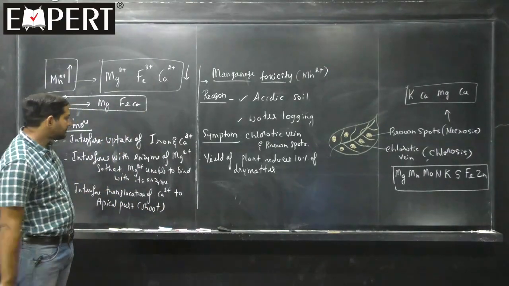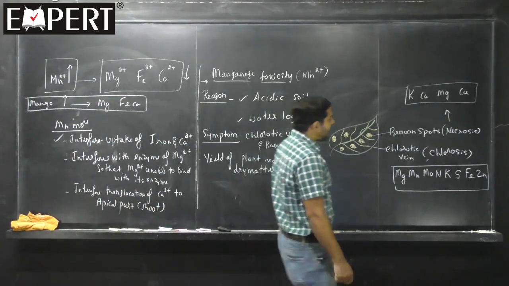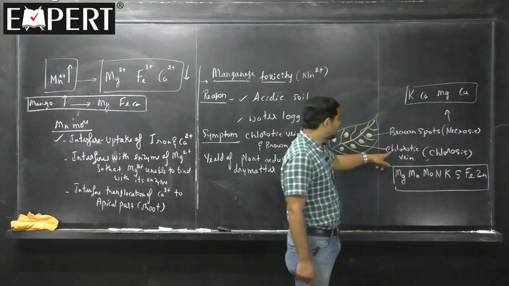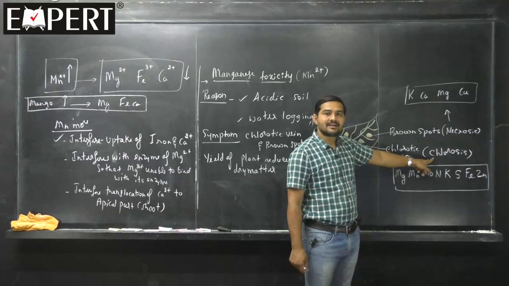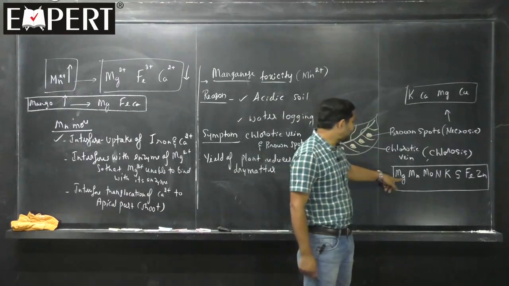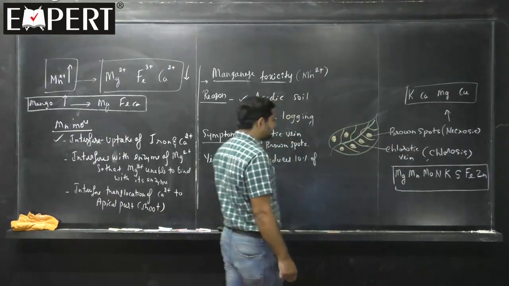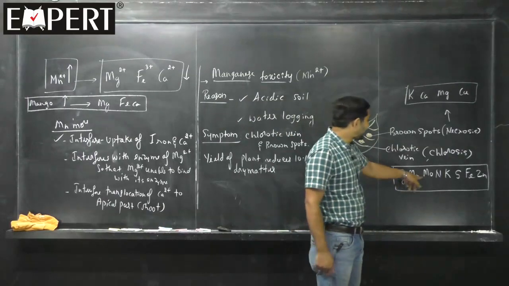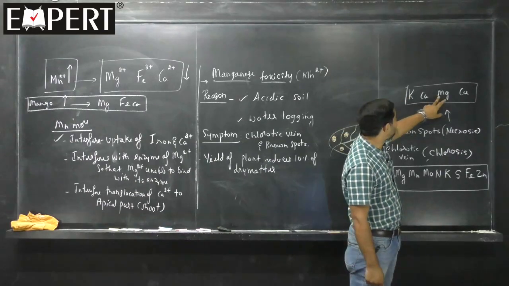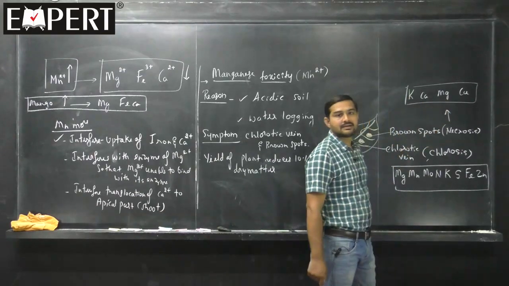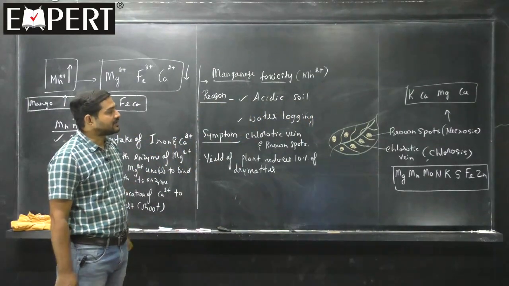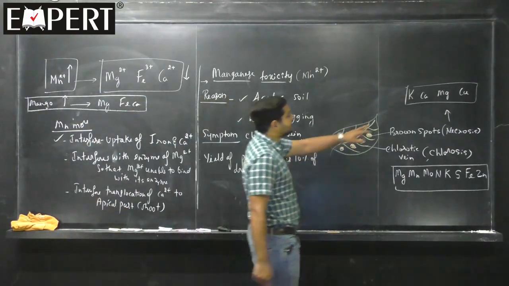Now, tell me, iron. Iron is required. If iron is not there, it can lead to chlorosis, right or wrong, students? And if magnesium is not there, it can also lead to chlorosis. Nitrogen, if it is not there, can also lead to chlorosis. If magnesium is not there, it can lead to necrosis. And calcium, if it is not there, can also lead to what? Necrosis. That means when calcium and magnesium are less, it leads to necrosis.